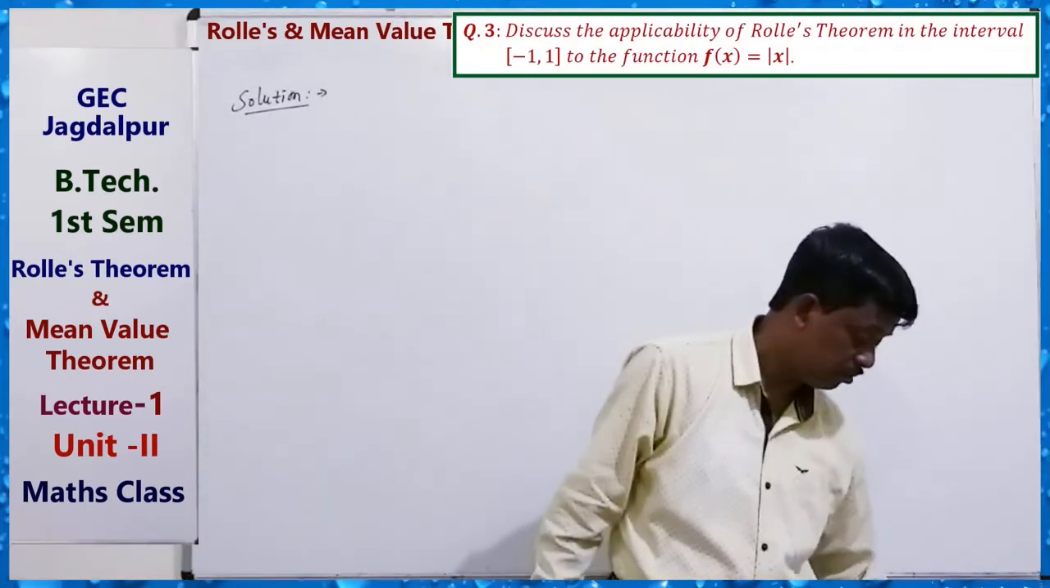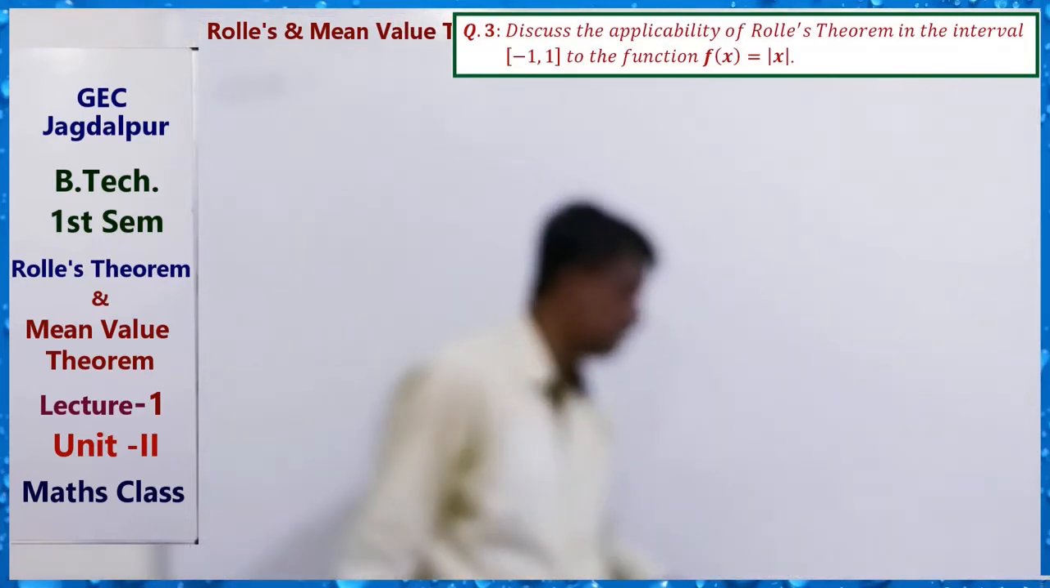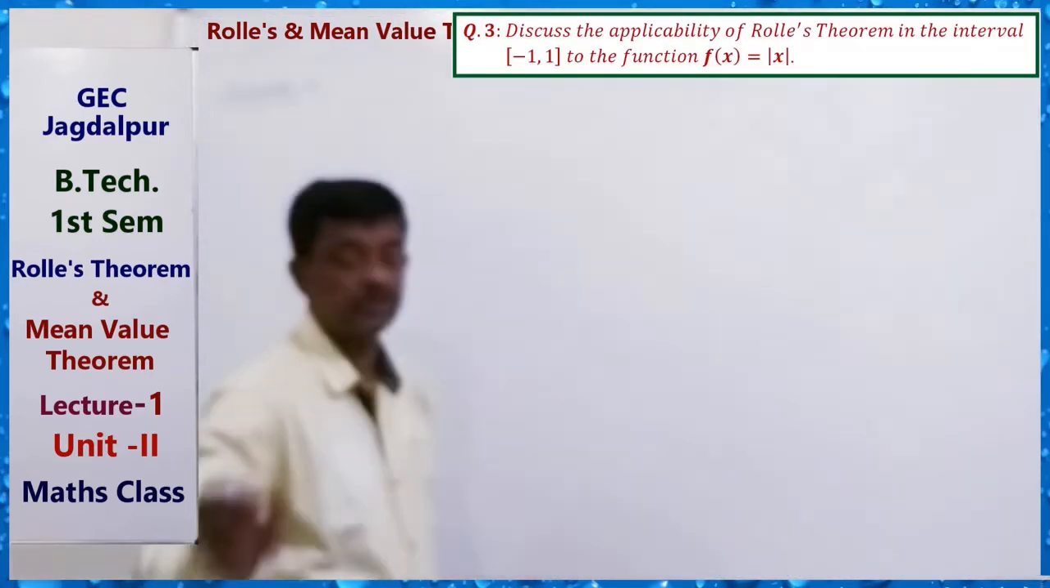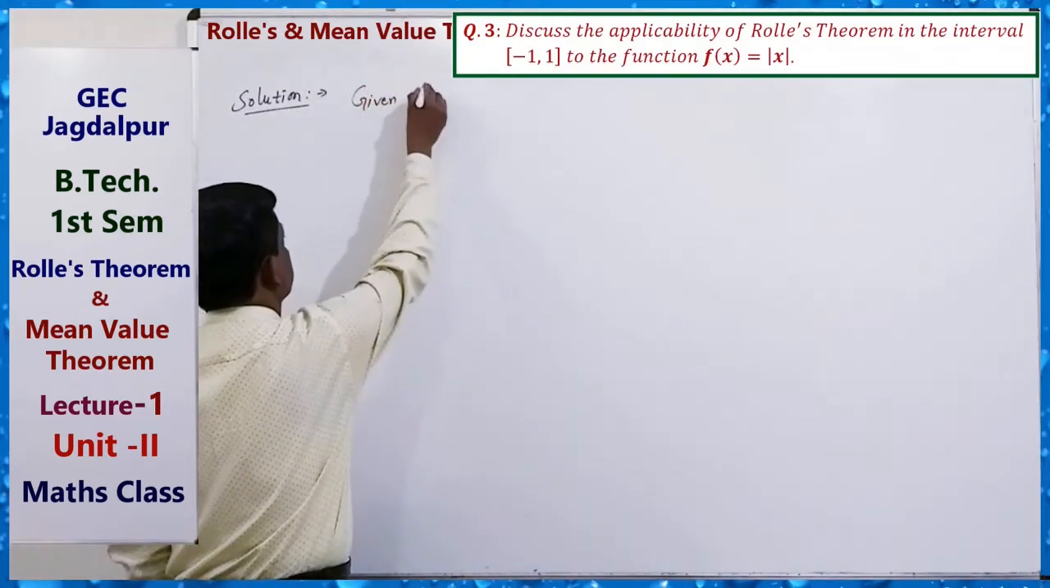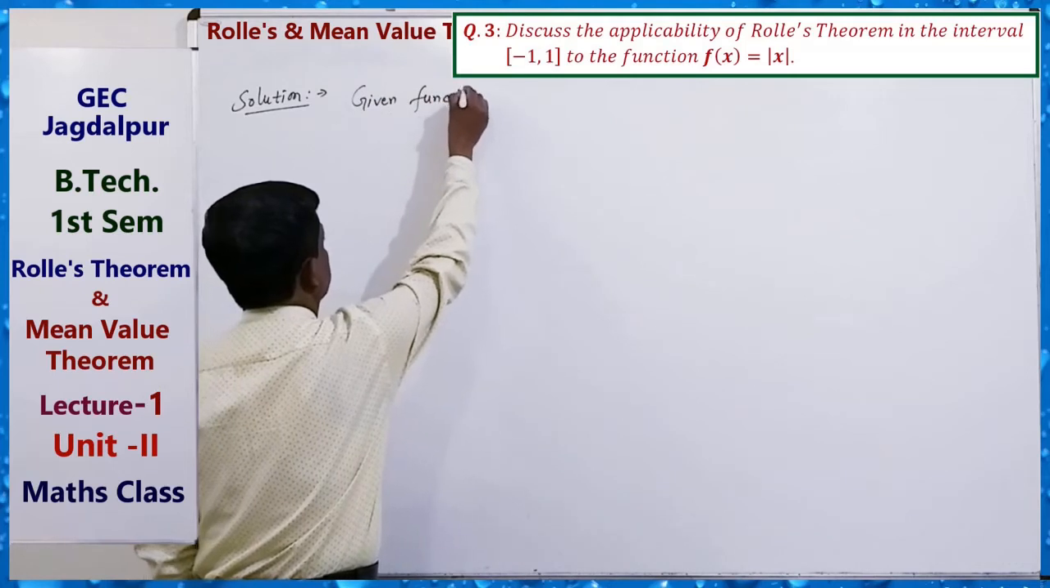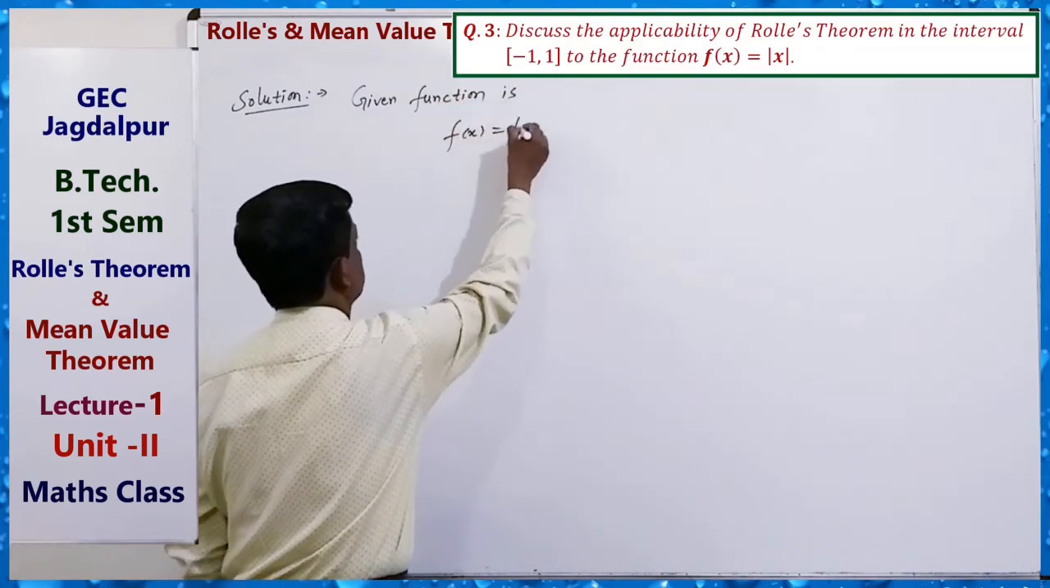For applicability of Rolle's theorem, here just discuss the applicability of Rolle's theorem in the interval -1 to 1 for the function f(x) equals mod x. This is the given function. Given function is f(x) equals mod x.